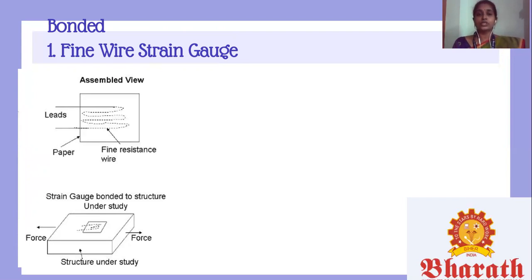Now coming to the operation, with the help of an adhesive material, the strain gauge is pasted or bonded onto the structure which is under study. The structure is subjected to force or tensile stress. Now what happens? The structure will change its dimension. As the strain gauge is bonded to the structure, the strain gauge will also undergo a change in both length and cross-sectional area, that is, it is strained. The change in dimension changes the resistance of the strain gauge, which can be measured using a Wheatstone bridge. The change in resistance of the strain gauge becomes the measure of the extent to which the structure is strained, and the applied force is calibrated.